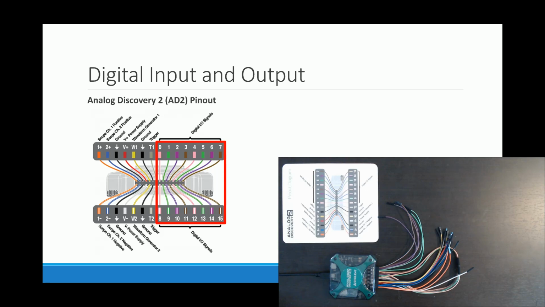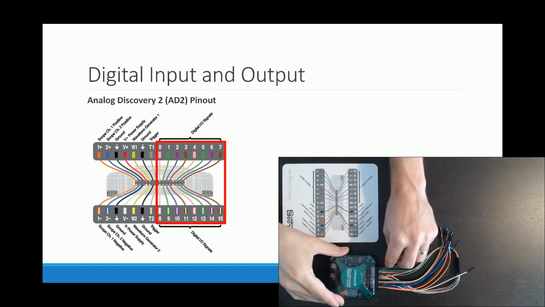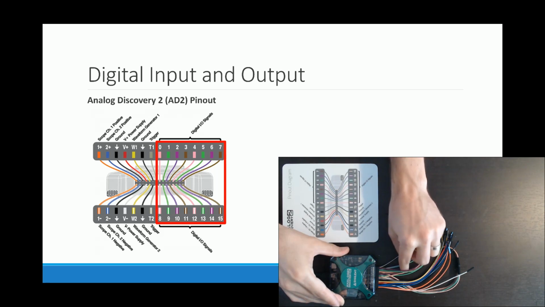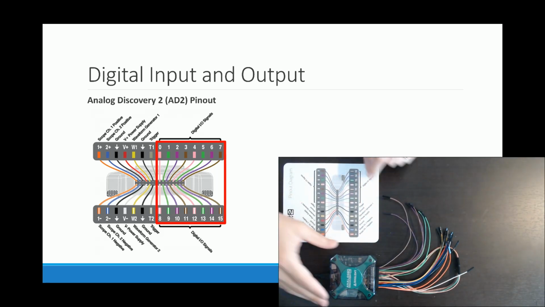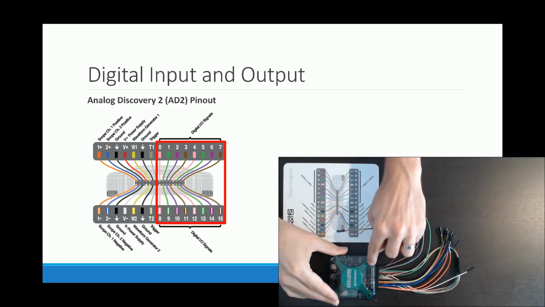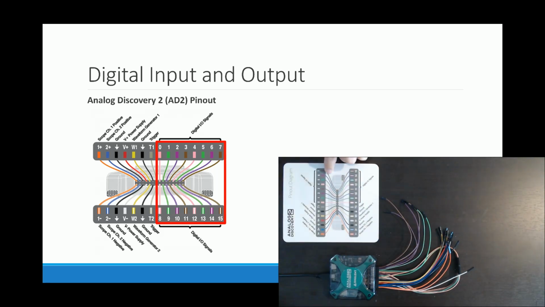If you look on the AD2, you'll find that the bottom right wire is signal 15 down below here, and the one next to this is labeled 14, just as shown in our reference. Similarly, the top right wire is pin 7. The one next to that is pin 6, just as in our reference here. The other pins are all labeled accordingly.